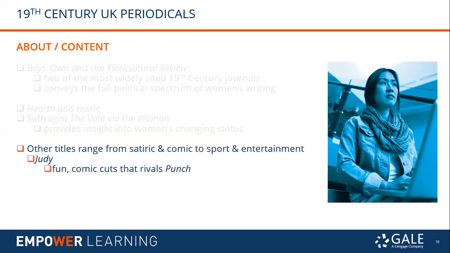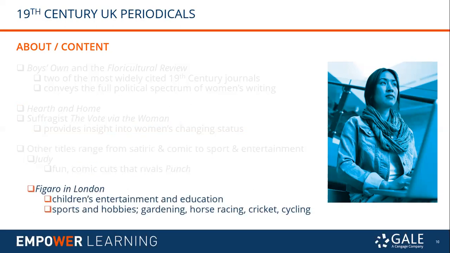Other titles range from satire and comic. So there's one called Judy, which looks at comic cuts. It sort of is a rival to Punch, the satirical newspaper. And then there's one called Figaro in London, which is really a children's entertainment and education paper. It really looks at sports, hobbies, comedy, things like that.